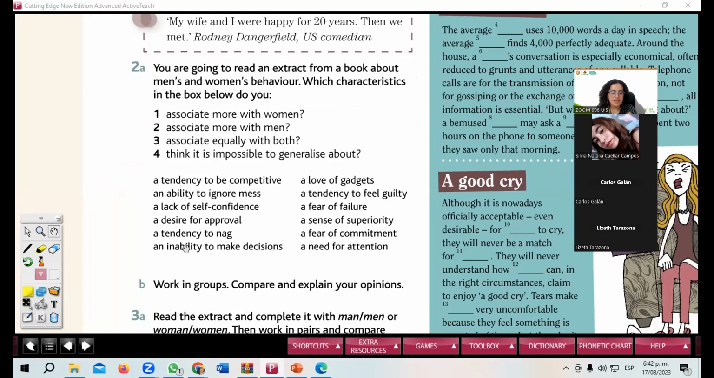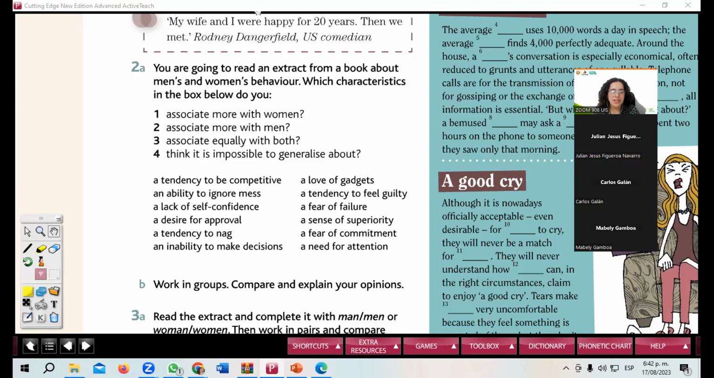Please, Julian, can you read the first column of characteristics? A tendency to be competitive, an ability to ignore mess, a lack of self-confidence, a desire for approval, a tendency to nag, an inability to make decisions. Very good, thank you. Now, Maveli, can you read the second column, please? A love of gadgets, a tendency to feel guilty, a fear of failure, a sense of superiority, a fear of commitment, a need for attention. Very good.